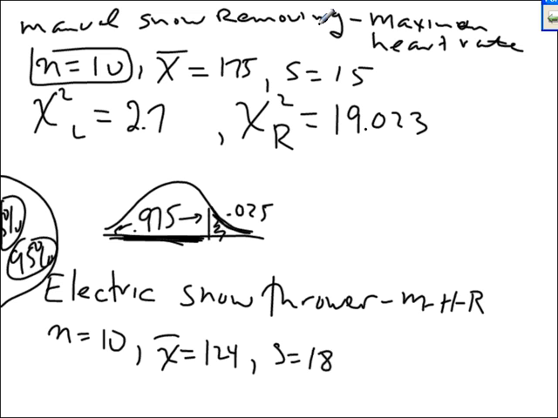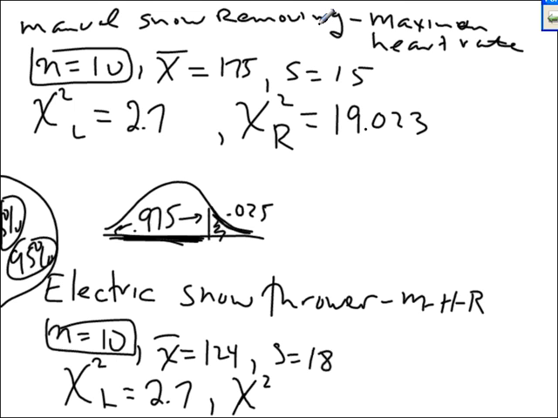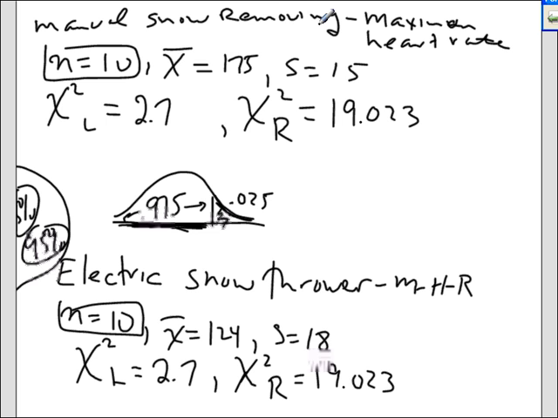While we're at it, chi-squared L and chi-squared R will not change for the bottom half, because it's still 95% and the sample size is still 10, so the degrees of freedom is still 9. That's not changing for either half of the problem.